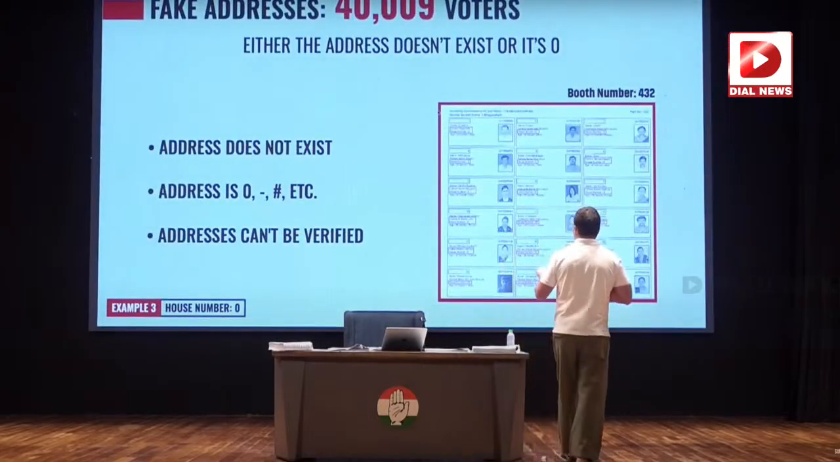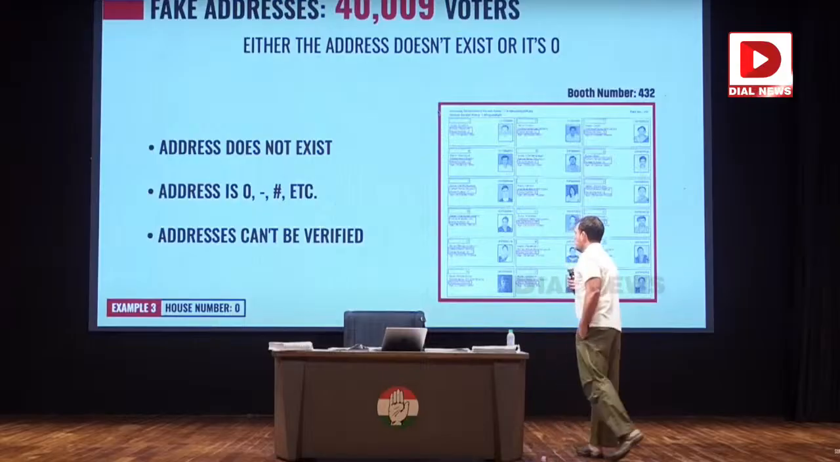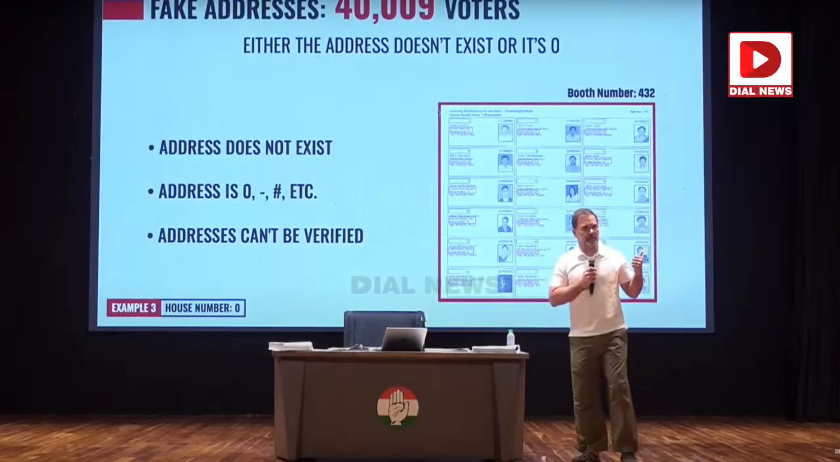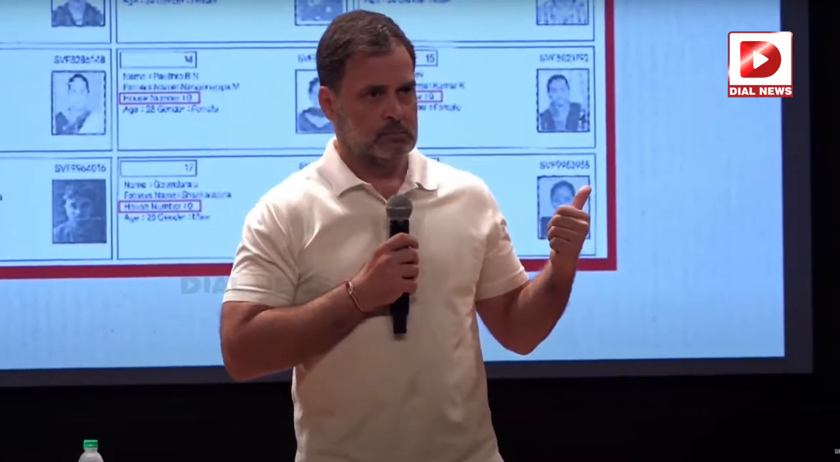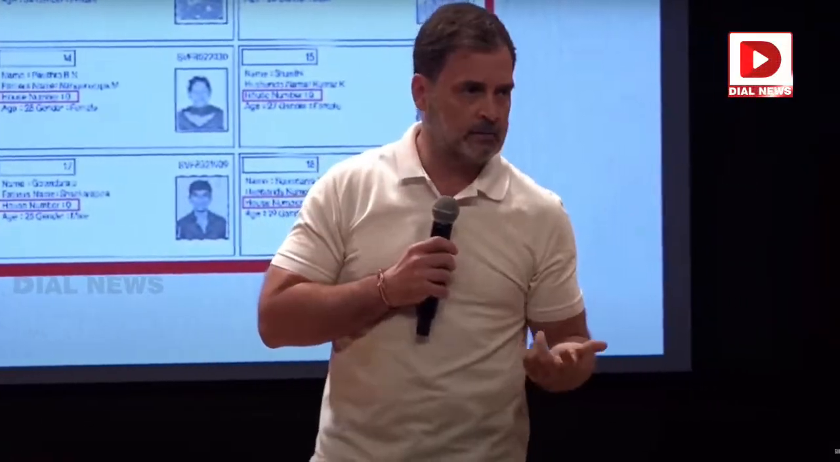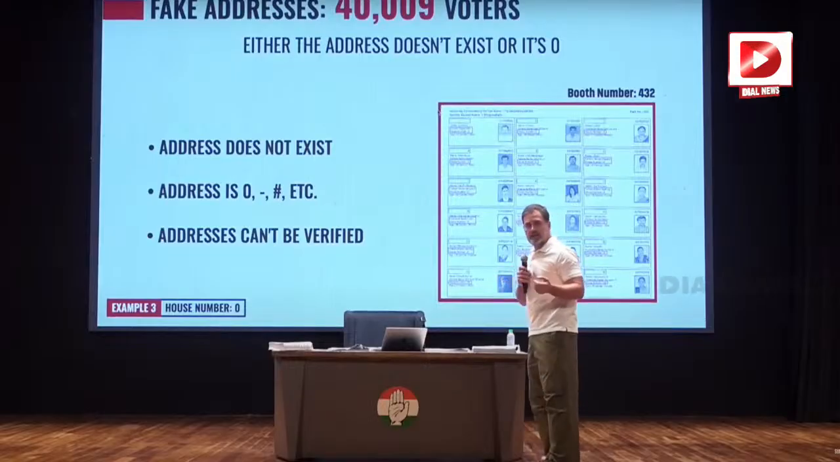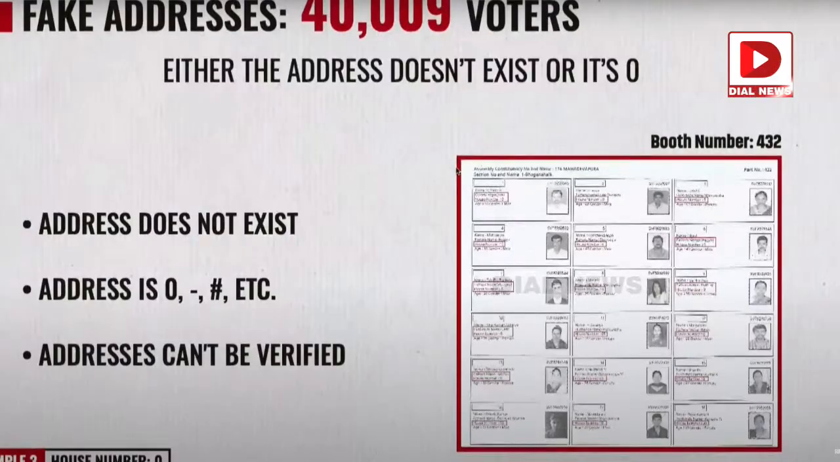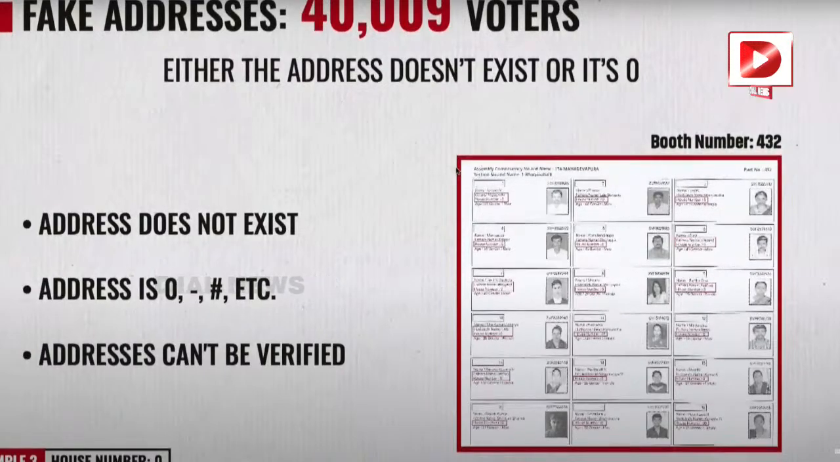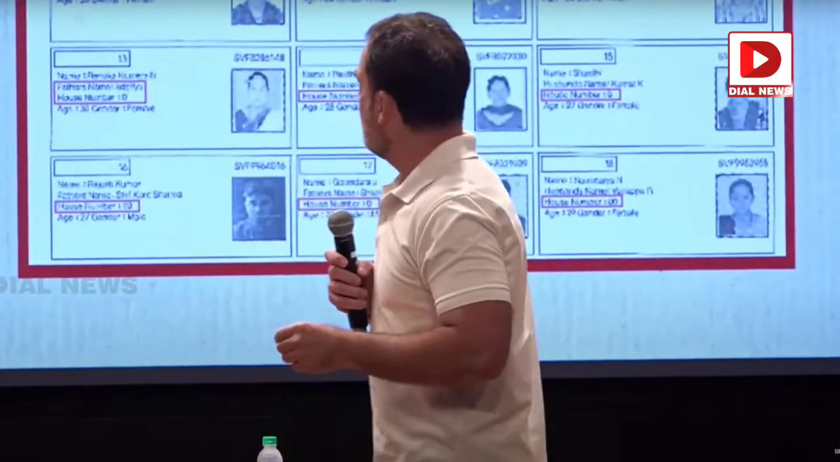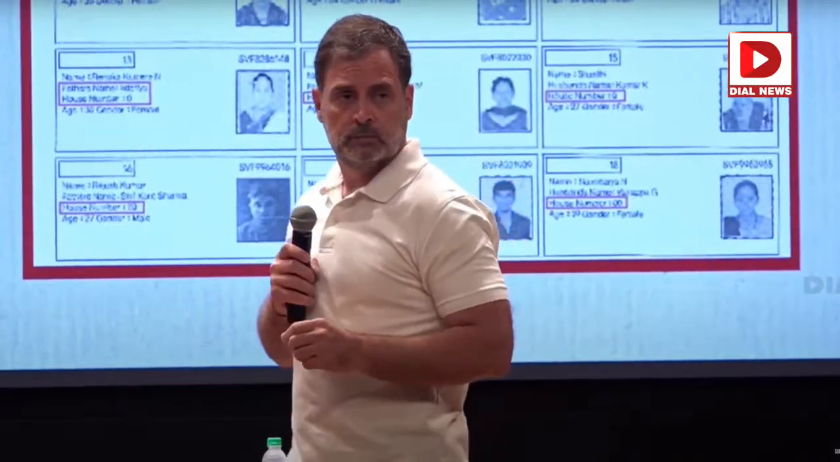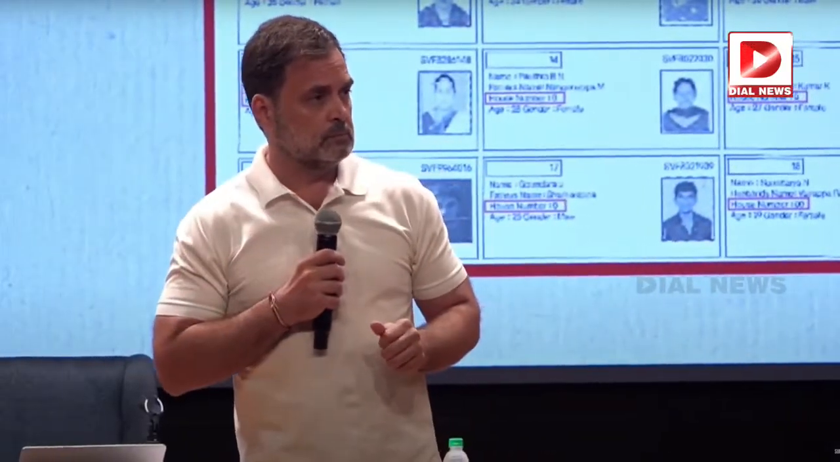Now, these are of three types. Either an address that doesn't exist. You go look for it, it's not there. Or the address is 0, house number 0 or street number 0. Or then the address cannot be verified. These are 40,000 voters. Okay?